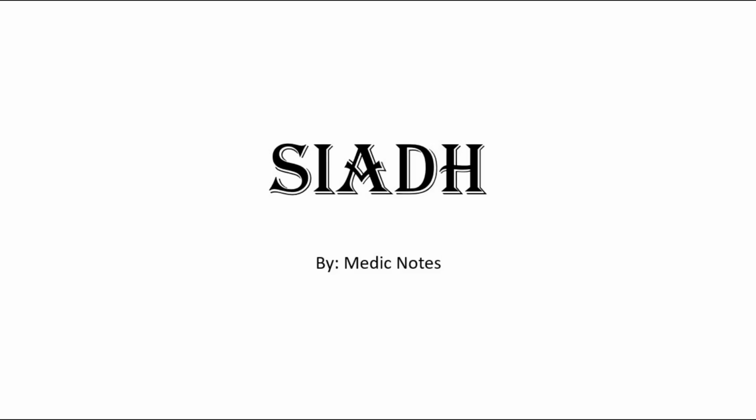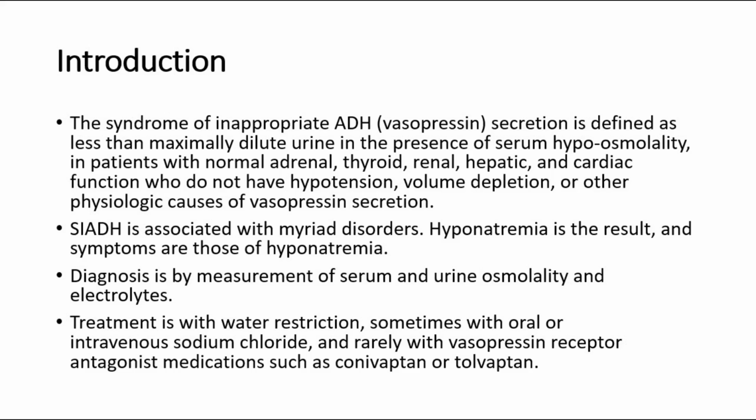This video is on SIADH, which is the syndrome of inappropriate ADH secretion. SIADH is defined as less than maximally dilute urine in the presence of serum hypoosmolality in patients with normal adrenal, thyroid, renal, hepatic, and cardiac function who do not have hypotension, volume depletion, or other physiologic causes of vasopressin secretion.